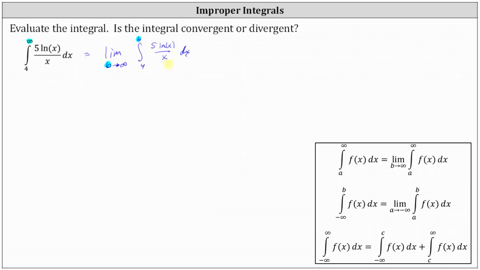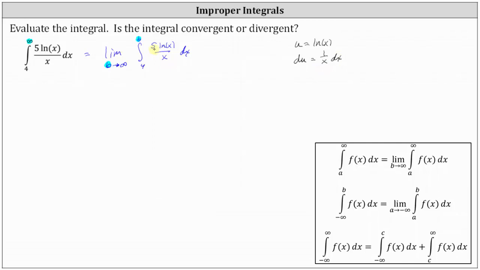Next, to integrate, we'll have to perform u substitution. We will let u equal natural log x, and therefore du is equal to the derivative of natural log x times dx, which is 1 divided by x dx. And now we'll write the integral with respect to u.